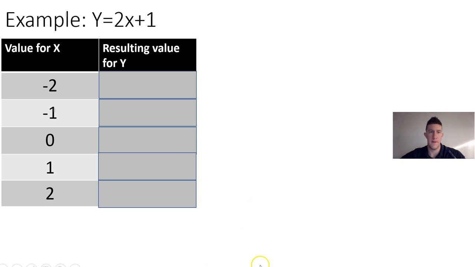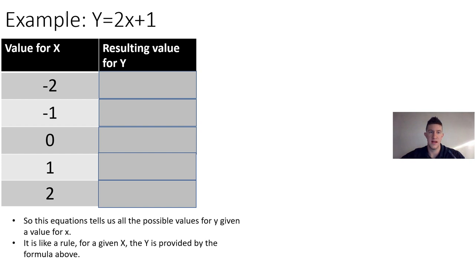For example, if I had this equation, y equals 2x plus 1, if I want to make a table first, that's fine. I go from minus 2 to 2, for example. As I calculate my values, I just substitute the x into the equation and figure out what the y is. So this equation will tell us all the possible values for y if we give it a value for x. It's like a rule, basically. It says for any given x, the y is provided by the formula above.